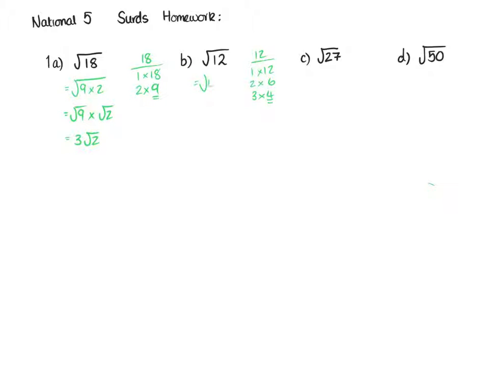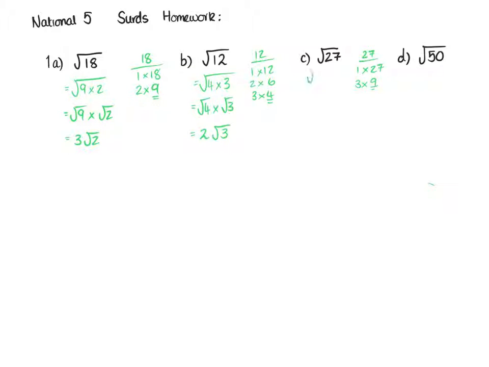So split it up into 4 times 3, and then again we've got the square root of 4 times by the square root of 3. So we get 2 from the square root of 4, and we just leave the square root of 3 as it is, because that's the surd in its simplest form. So 27, we've got 1 times 27. Because it's odd, it's not going to be in the 2 times table, so that's not going to be there. And then it's in the 3 times table, and it's 3 times 9, so we find our square number.